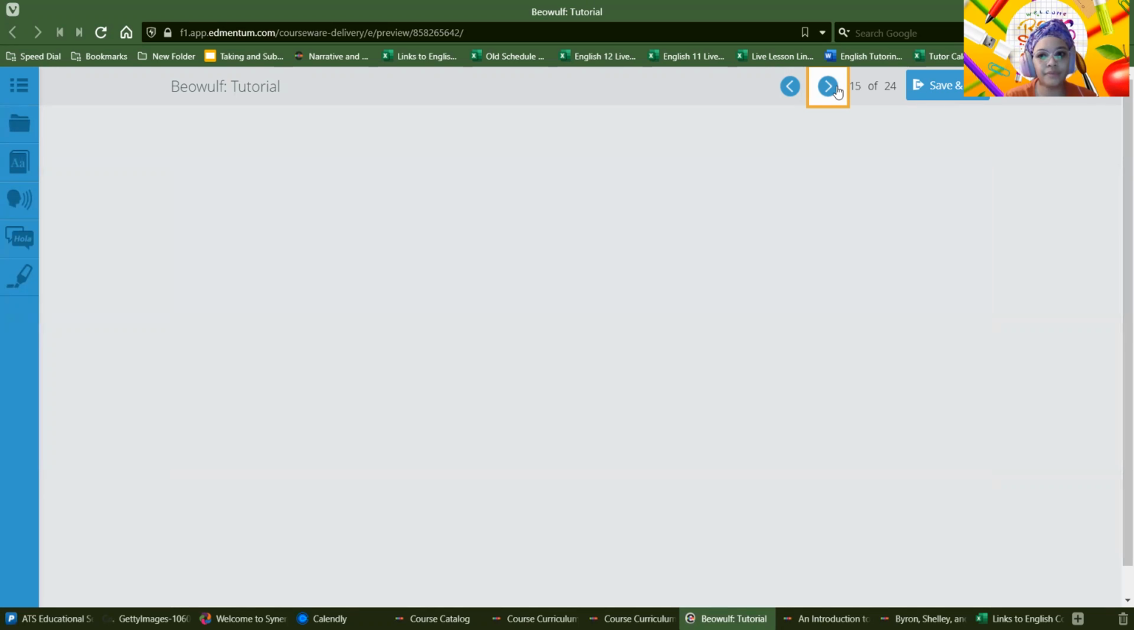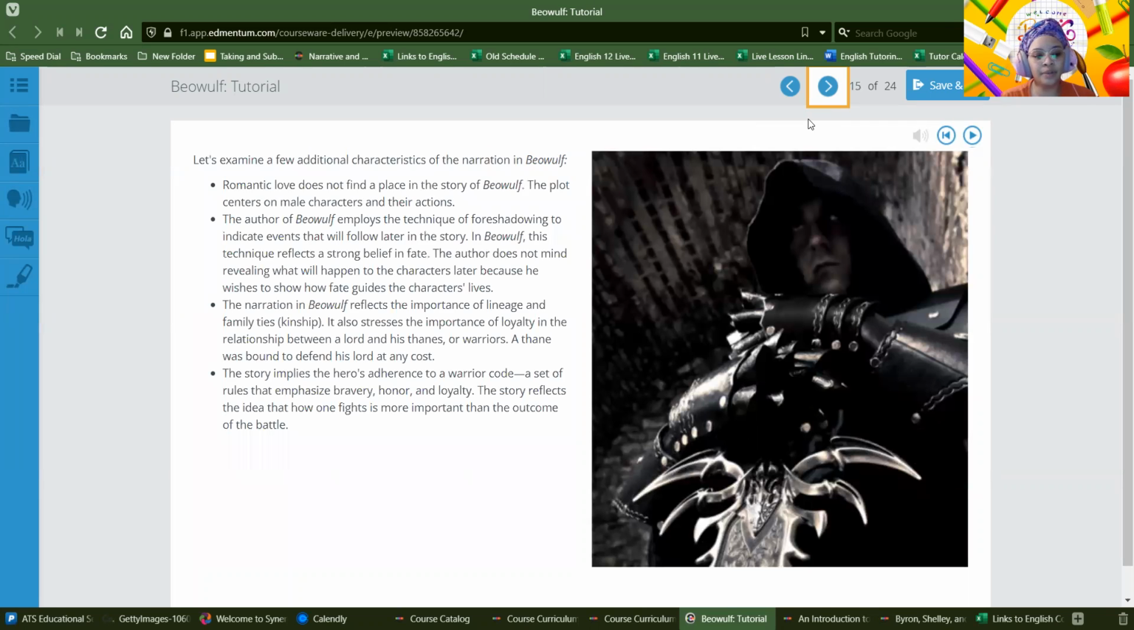We're running a little bit behind already. But I want to get through at least this last slide because it's going to give us information about other stuff that's in Beowulf. So we're going to look at these additional characteristics, just going down this list in order.